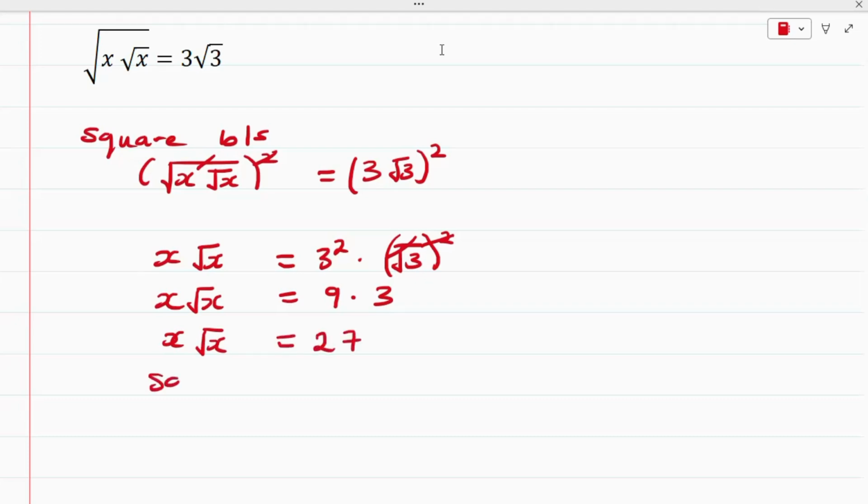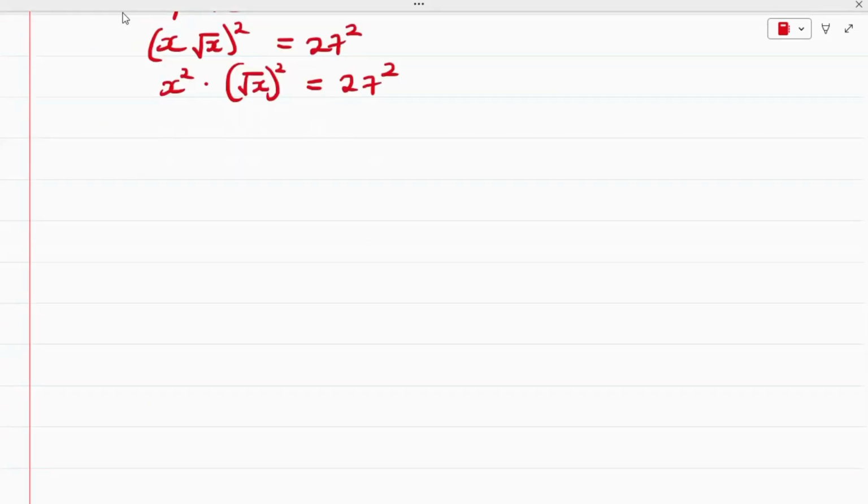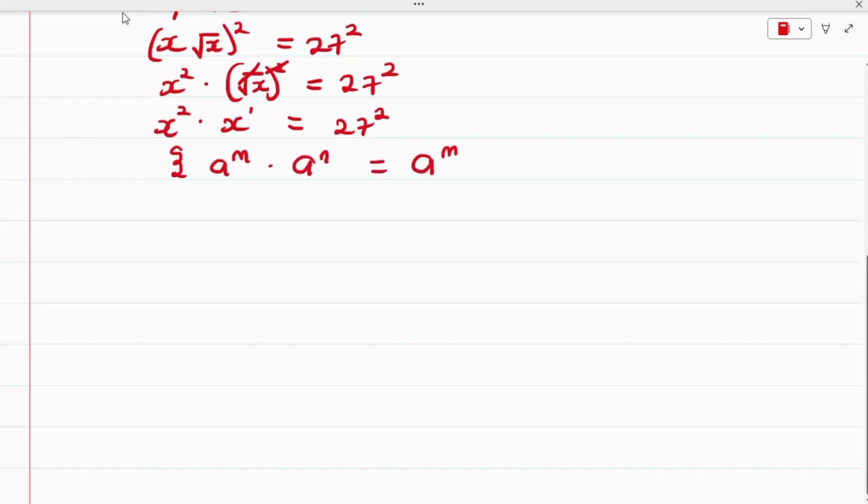So right here we want to simply square both sides one more time, and we have x into the square root of x all squared is equal to 27 squared. So separating this, we have x squared multiplied by the root of x all squared is equal to 27 squared. So from here we have x squared multiplied by this, cancel out this, we have x, which is equal to 27 squared. Now note that this is raised to the power of 1, so applying the exponent property that says if we have a raised to the power of n multiplied by a raised to the power of n, this is equal to a raised to the power of n plus n.